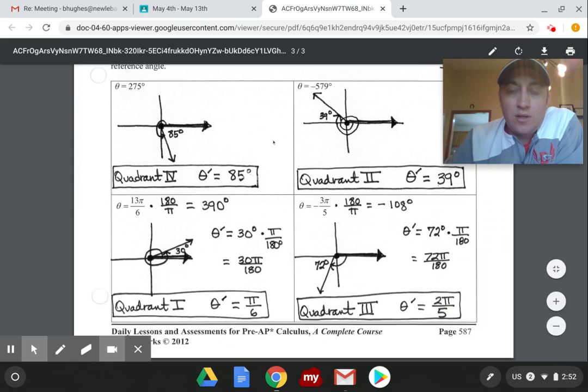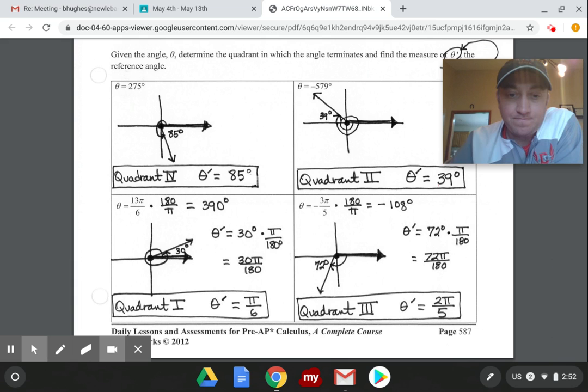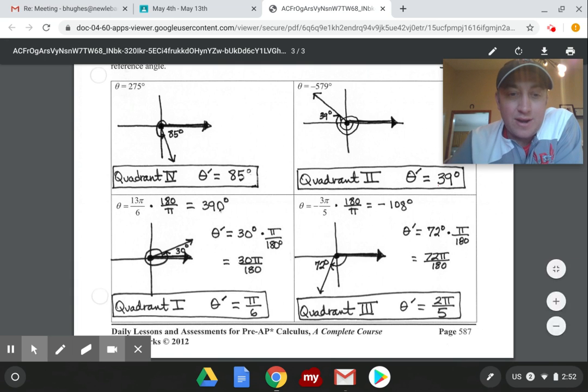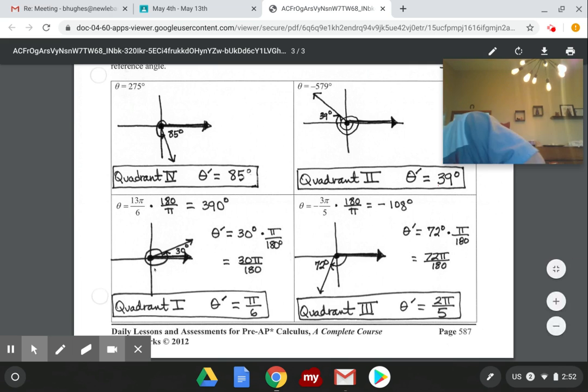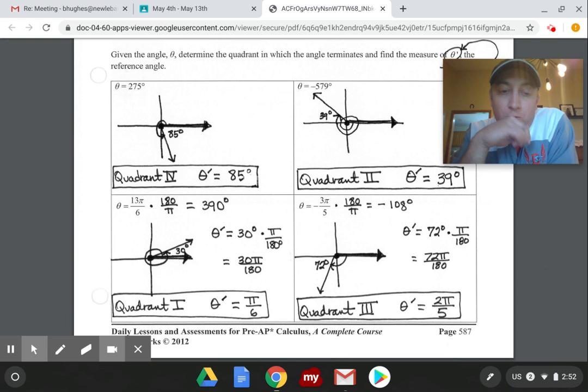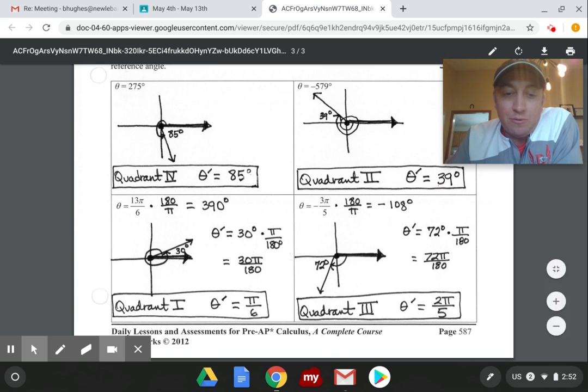The last two are always a little bit tougher to think about because they are in radian measures, but you can see here the first thing they did with 13 pi over 6 is convert it to degrees. 390 degrees. So 390 degrees, all the way around is 360, so I need to go 30 degrees more. Then you'd have to write my reference angle. I want to know what it is in radians, so I would just take 30 degrees and convert it back to radians, multiply by pi over 180, and we get pi over 6.